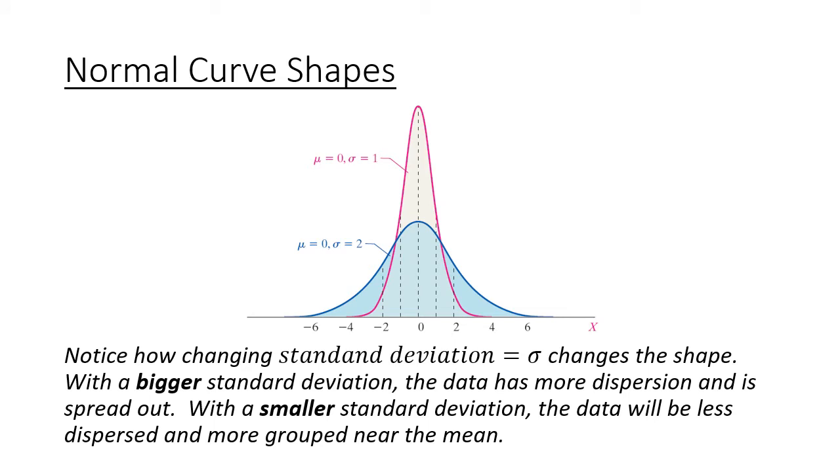Now, however, if I did adjust the standard deviation, remember, standard deviation has to do with the shape and the dispersion. If I have a bigger standard deviation, that means the data is more dispersed. That means it'll be spread out over a further area. So in this case, we see that the blue curve has a standard deviation of 2, and clearly it's more spread out. Whereas with the pink one, our standard deviation is 1, and so all the data is going to be much more narrow, much closer to that mean. There's not going to be as much spread.